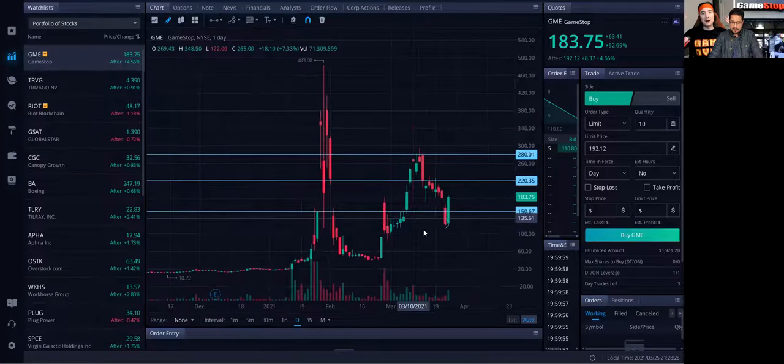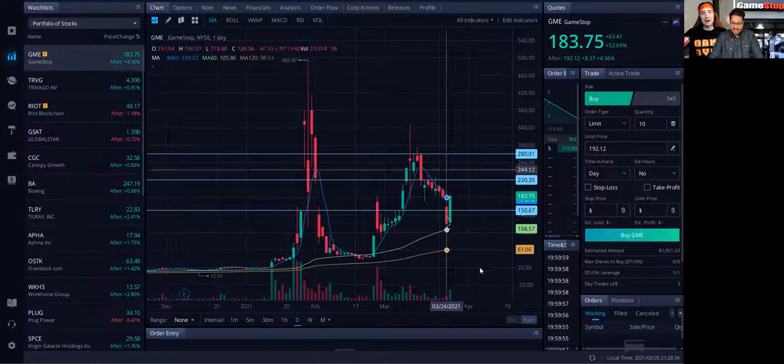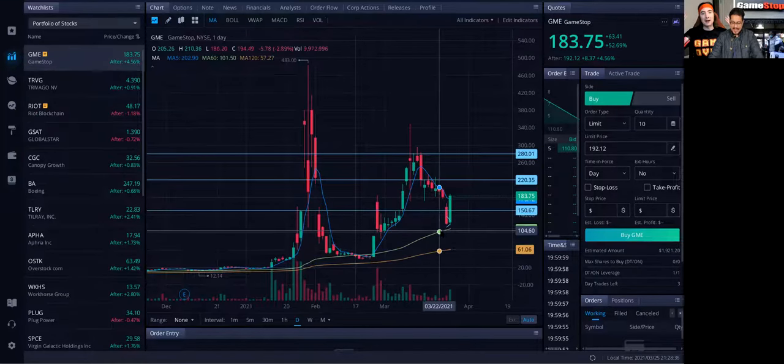So I did buy around the 150 area, of course, after it reclaimed the 150. But one of the things that I like is that it held the trend. The trend is still intact, and there might be a pump in the works, and I'll let you know about that as well. But the trend is still intact.